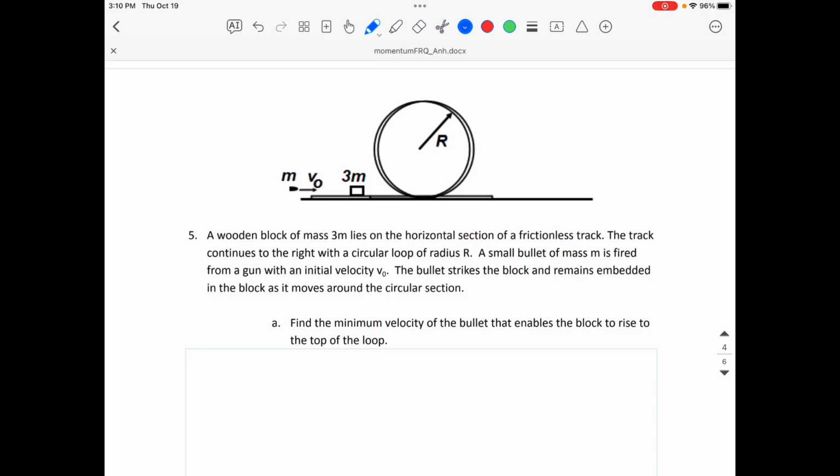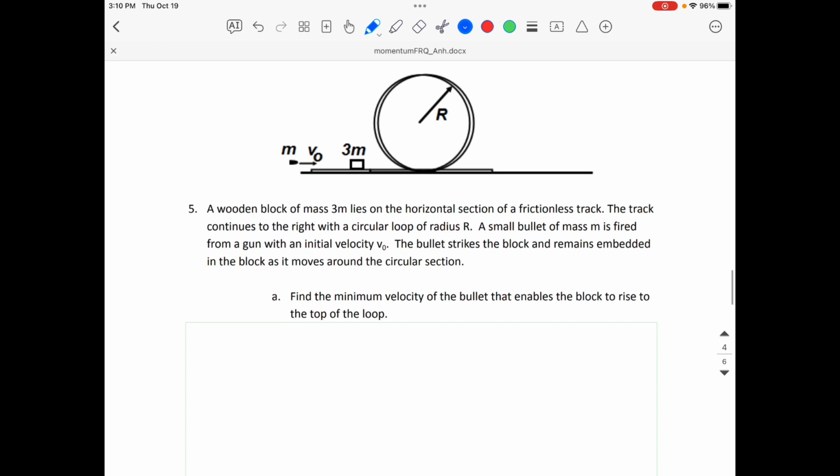For problem number 5, we are working on a bullet that collides into a wooden block at rest, and then it launches the wooden block around this ramp. So in the first question, we want the minimum velocity of the bullet that enables the block to rise to the top of the loop.